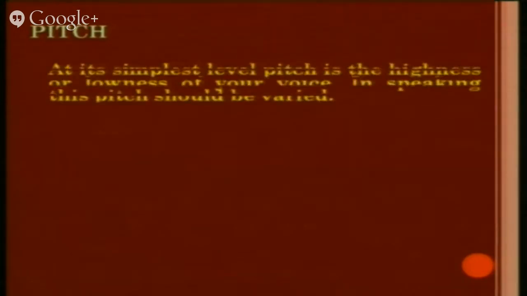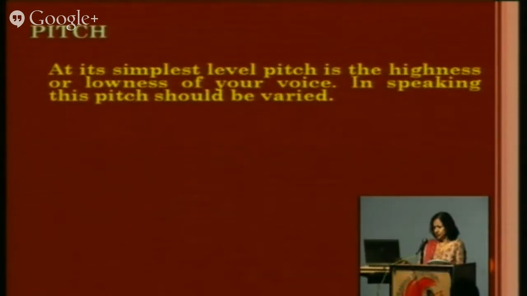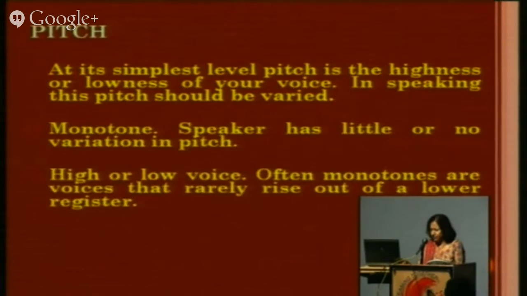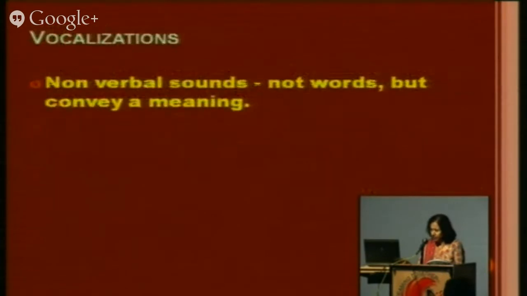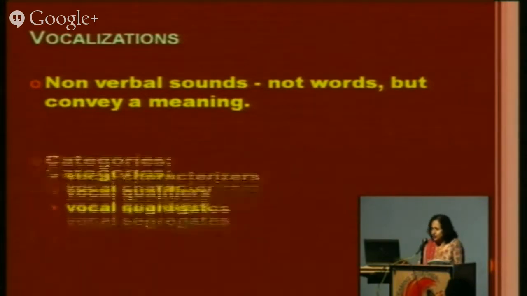Then is the pitch. Pitch is the highness or lowness of the voice. I think ये monotone speaker और इसका हमने ले लिया है. Let me not go into that. Then there are certain vocalizations, and they convey meaning.